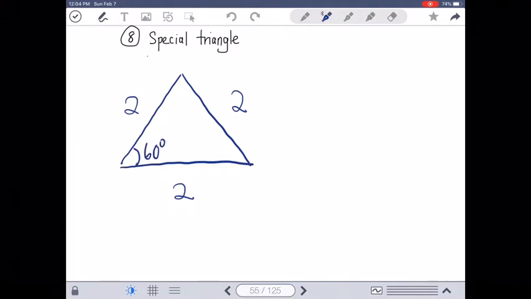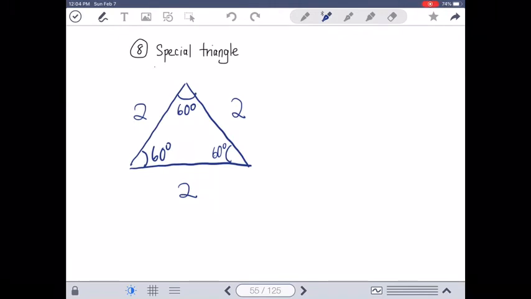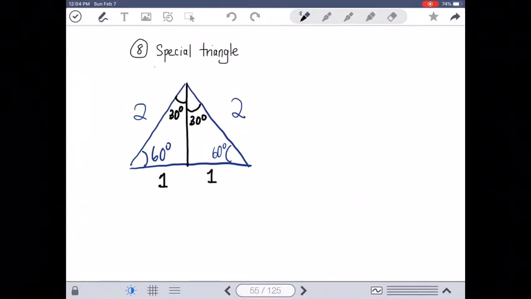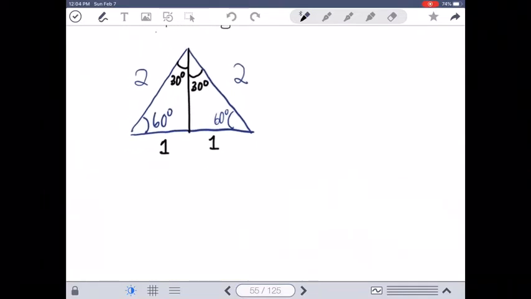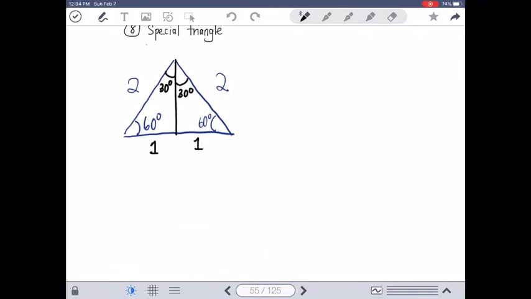this is 60, this is 60, and this is 60 because it is an equilateral triangle. And if we divide this triangle into two sections, this will be 30, and here also will be 30, and we will have 1 and 1. And from here this is 90 degrees.